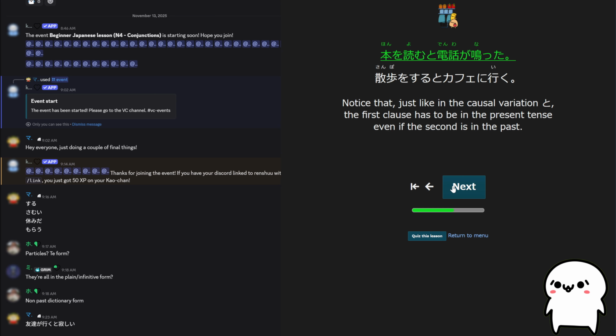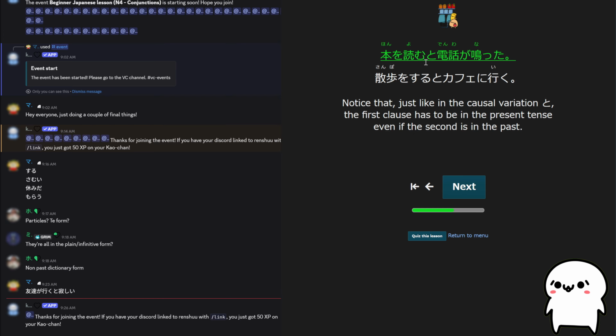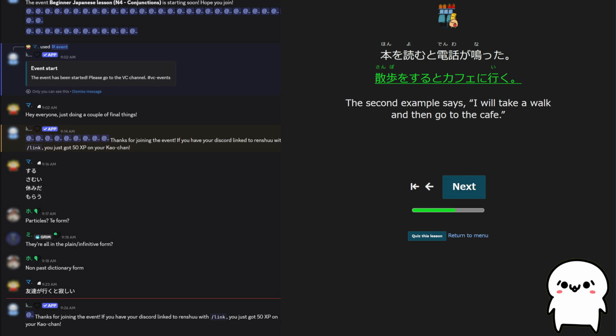Now the second one, and again, just like before, we have a difference. This whole thing happened in the past. I was reading a book and the phone rang. But everything that comes before the to needs to be in that non-past because it hasn't happened yet relative to the second action. One more example. 散歩するとカフェに行く.